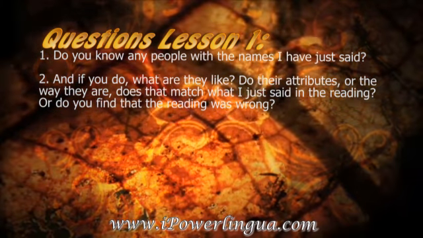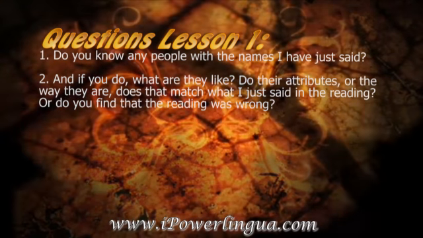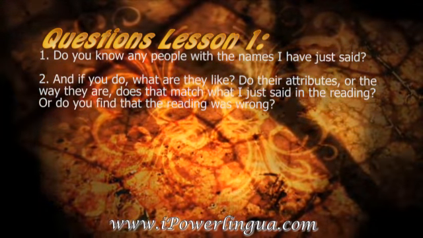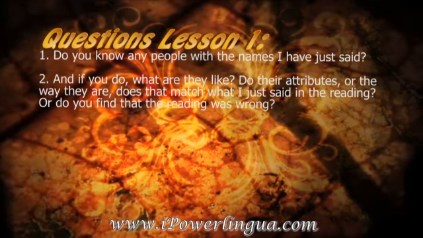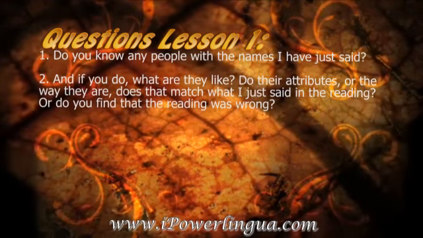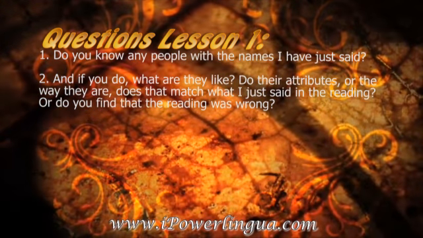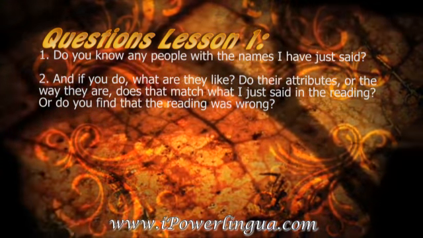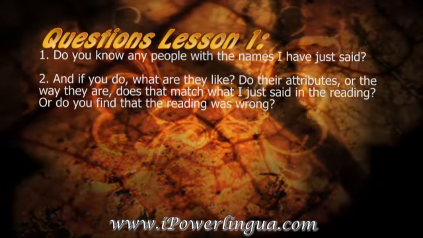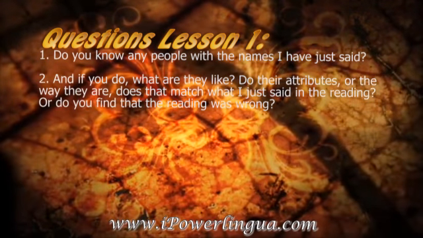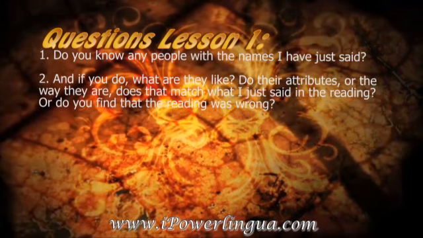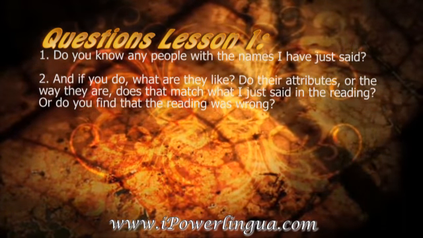So what I wanted you to do is try to answer 2 questions. The first is, do you know any people with the names that I have just said? And if you do, the second question, what are they like? Do their attributes, the way they are, match what I just said in the reading? Or do you find that the reading was wrong? And if it was wrong, think about what their attribute is and answer it.